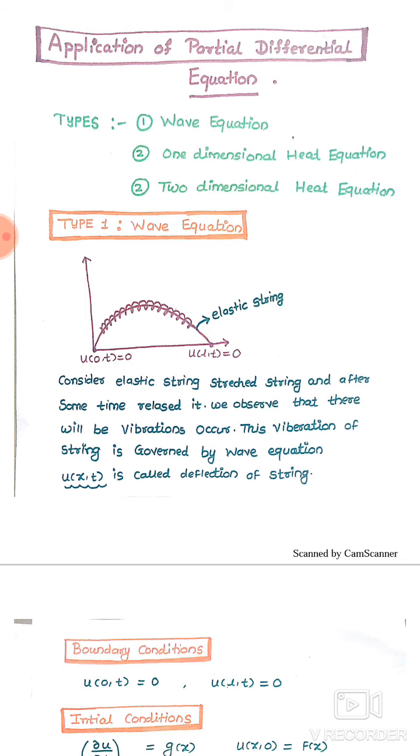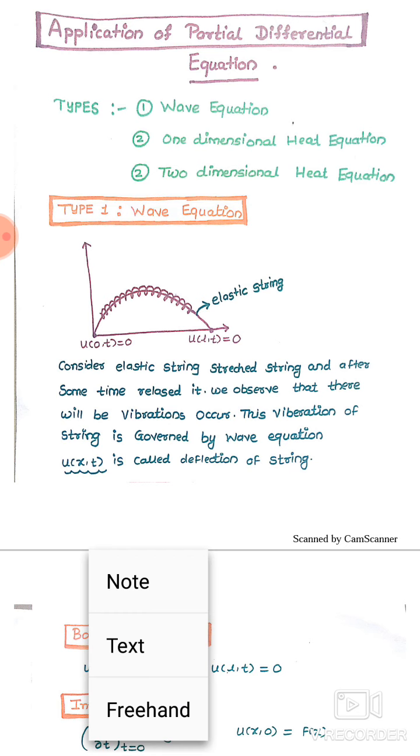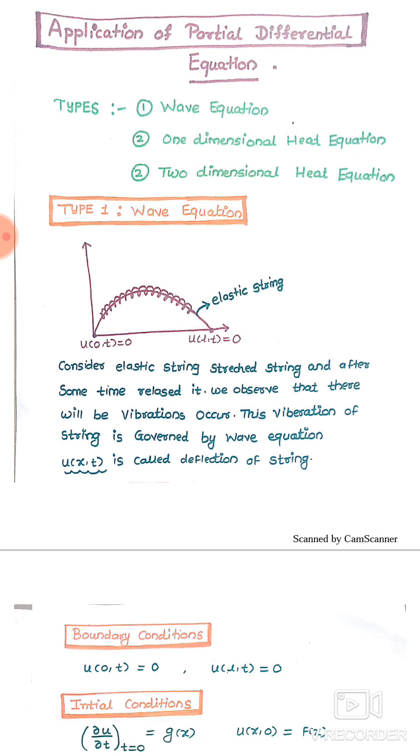If we stretch this string and after some time we release it, some vibration will be formed. That vibration of string is called deflection of string, and the notation for that deflection is u of x,t. So u of x,t is called deflection of string, and it depends upon distance x and time t.